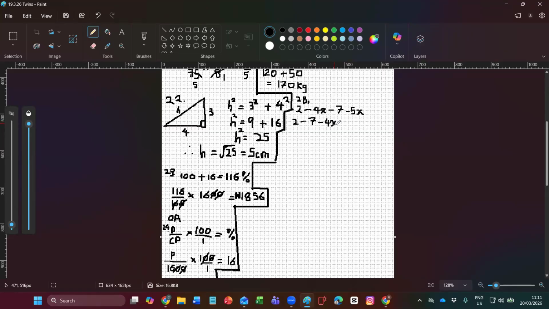Now, we have to be careful with this. Whenever you have a small number minus a big number, what will the answer be? Who can tell me? It must be minus. So 2 minus 7 is going to be minus what? Minus 5.